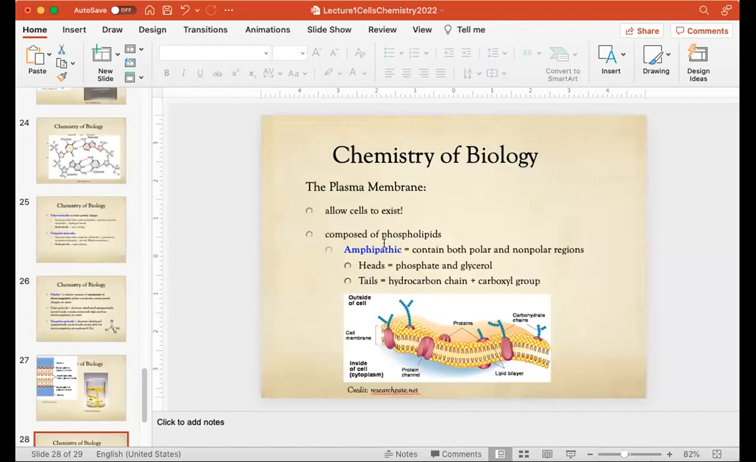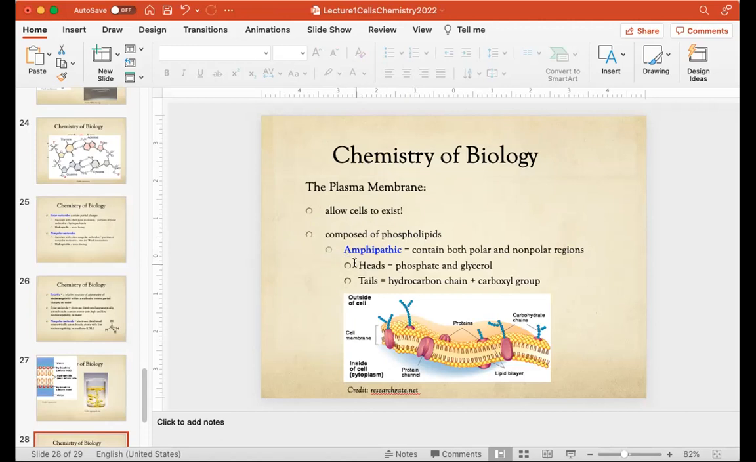Plasma membranes, phospholipids that make plasma membranes. We talk about them, we give them a special term. We refer to them as being amphipathic. Amphipathic. What that word means is any kind of a molecule that has two chemistries in it. It has both polar and non-polar regions. Protein is also amphipathic. Phospholipids have polar heads and non-polar tails. So they are amphipathic. They have both chemistries within them.